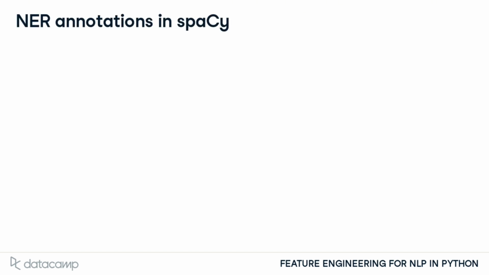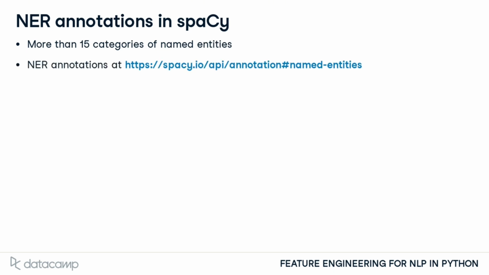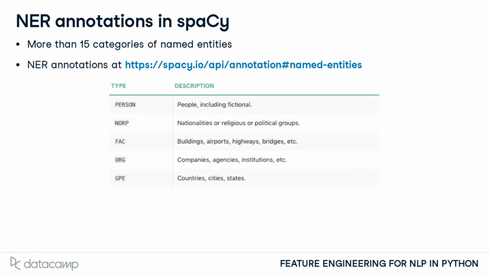Currently, spaCy's models are capable of identifying more than 15 different types of named entities. The complete list of categories and their annotations can be found in spaCy's documentation. Here is a snapshot of the page.